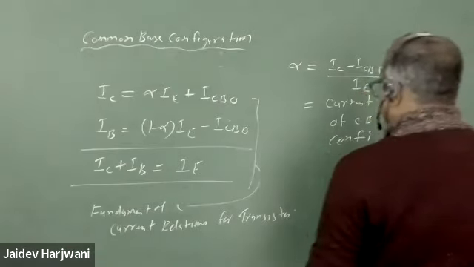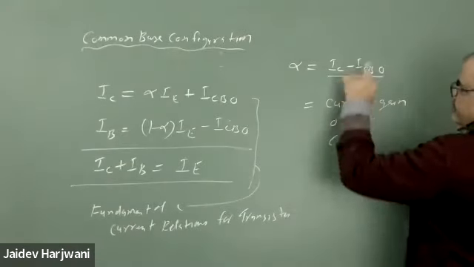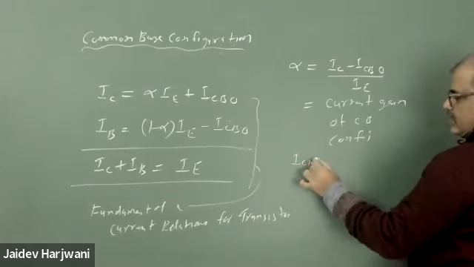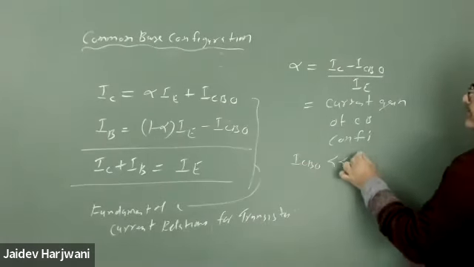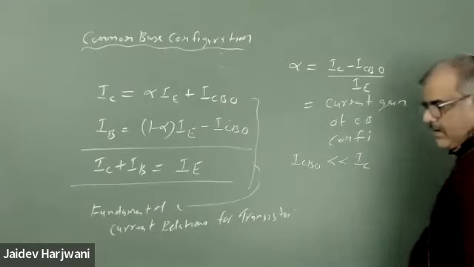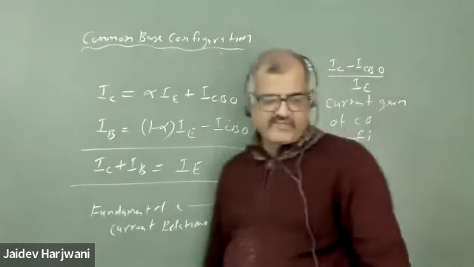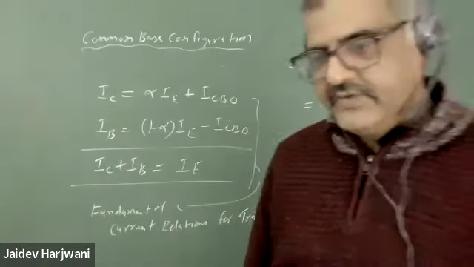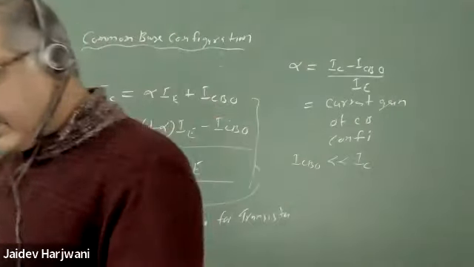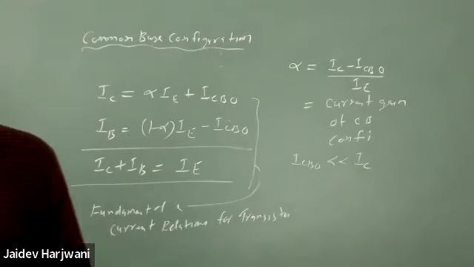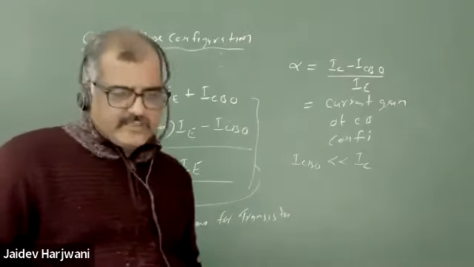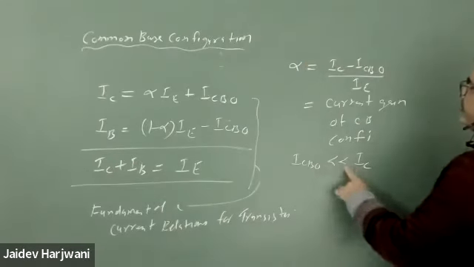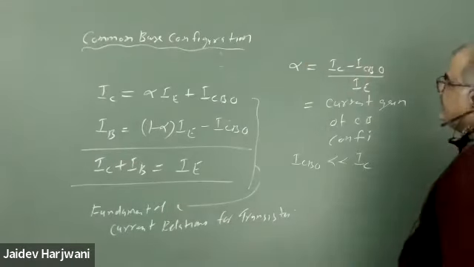This ICBO, because it's a reverse saturation current, is negligible compared to your IC. When a forward current is flowing in a diode, that is of the order of milliamperes, and whenever there's a reverse current, that is of the order of only microamperes. So we can always neglect ICBO compared to IC.